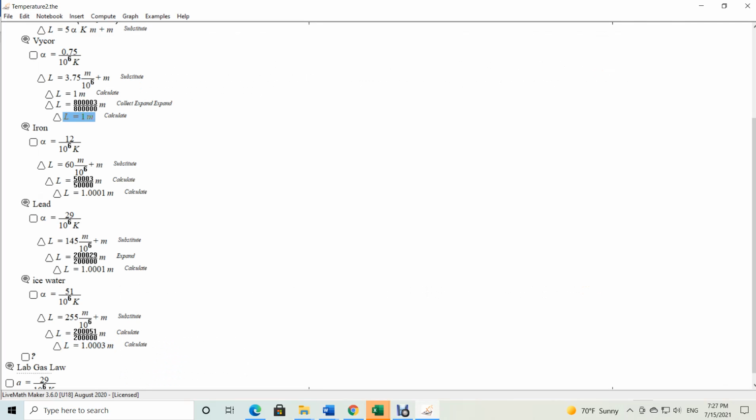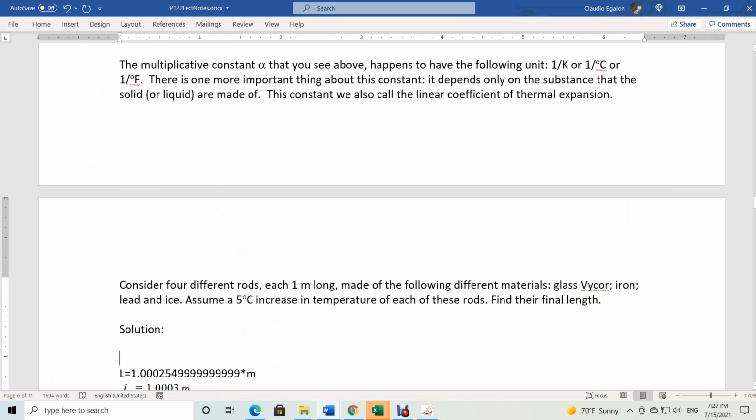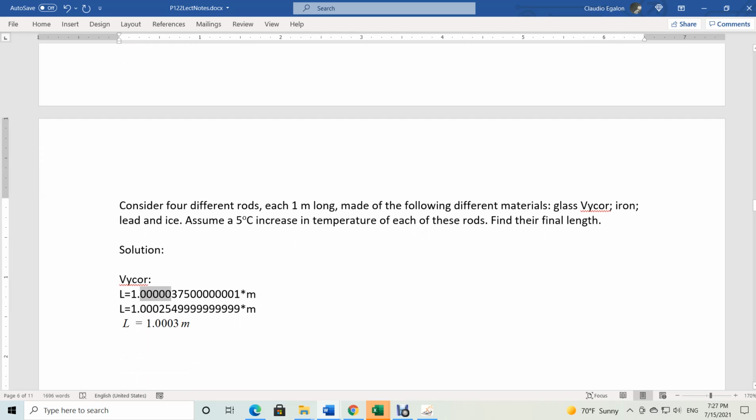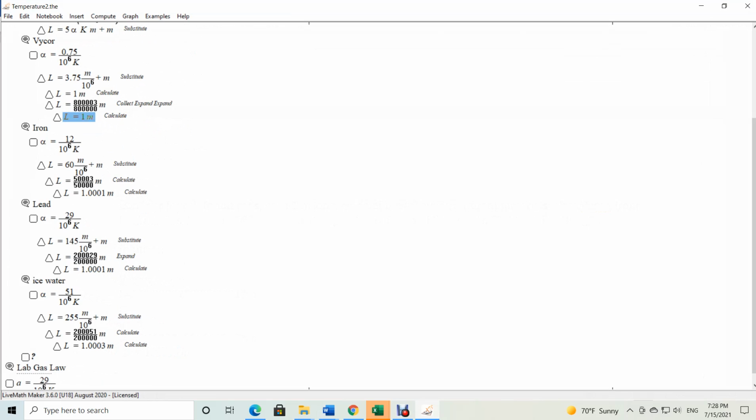Let's see if I can get this one for Vicor. Vicor glass. Yeah, see that? 0003, 1, 2, 3, 4, 5, 6. Okay? That's what we get for Vicor. This one here is for lead, okay? This one here is for lead. And this one here is for iron.